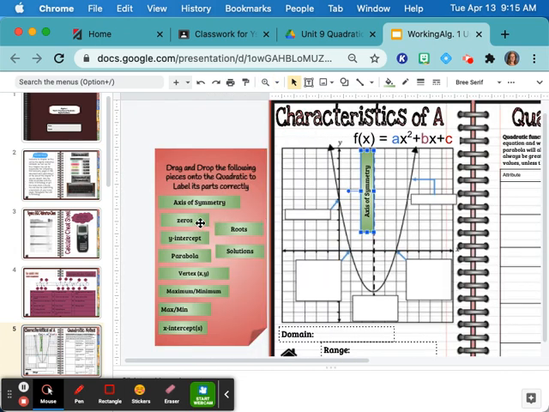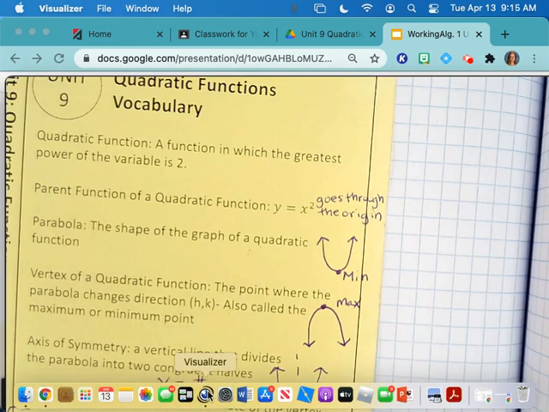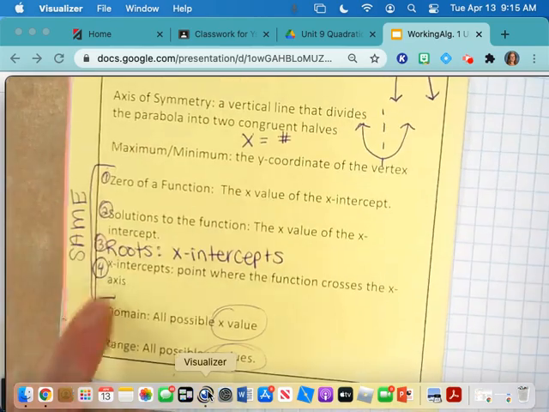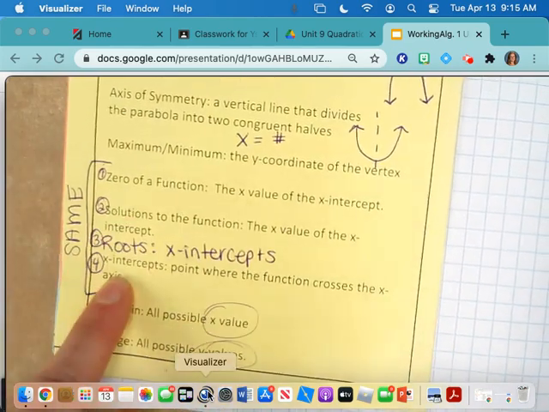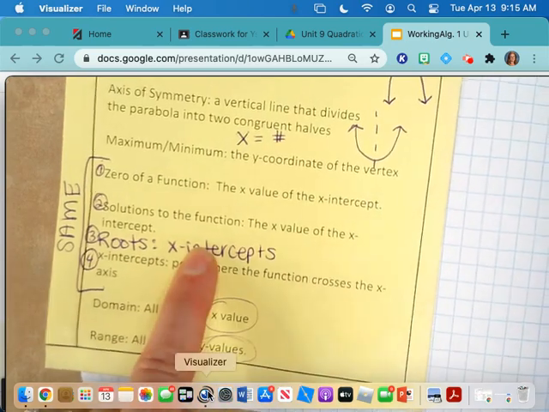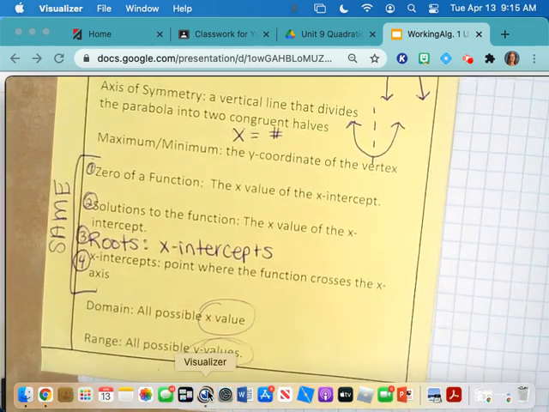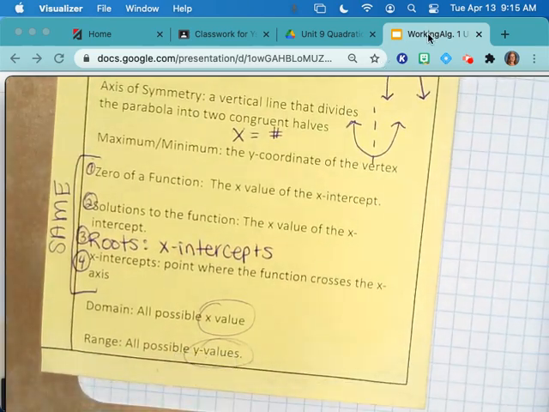Okay, zeros. What are zeros? Look back at your notes that are on your unit divider. There were those four terms that were the exact same. Do you remember what they were? Roots. Roots, which is also called x-intercept. All of these mean the same exact thing, which is x-intercept. Crosses the x-axis. They all mean the same thing.